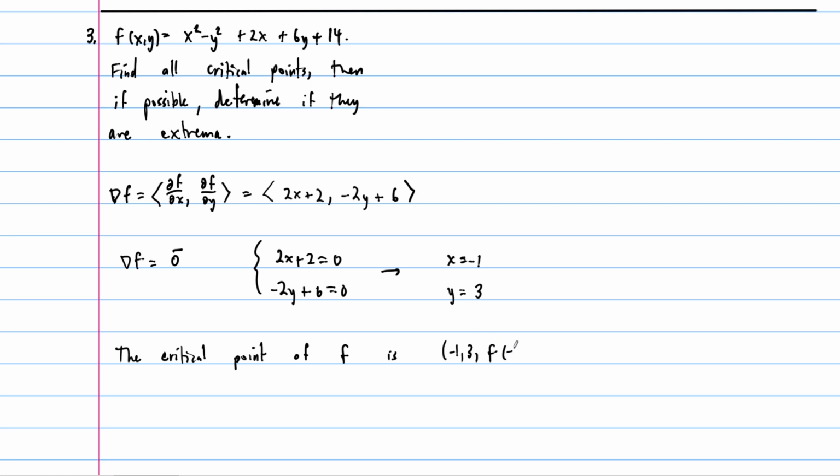Then we need to plug in, so f of (negative 1, 3), and determine whether this is a max, a min, or neither. Let's first compute the value here. We plug in: negative 1 squared minus 3 squared plus 2 times negative 1 plus 6 times 3 plus 14. So this is 1 minus 9 minus 2 plus 18 plus 14.